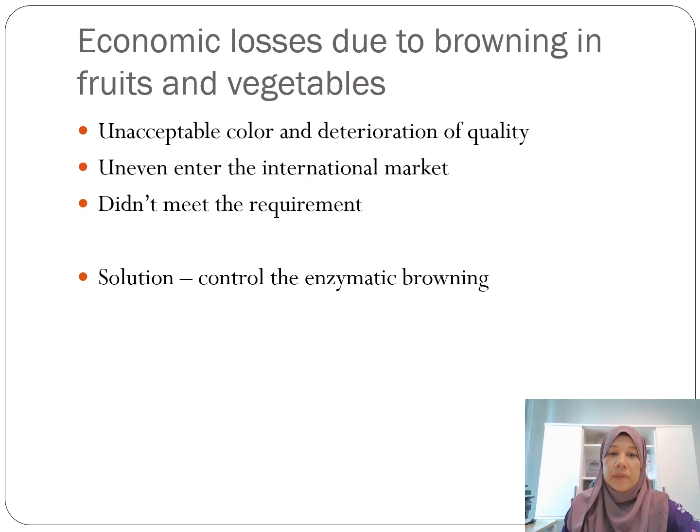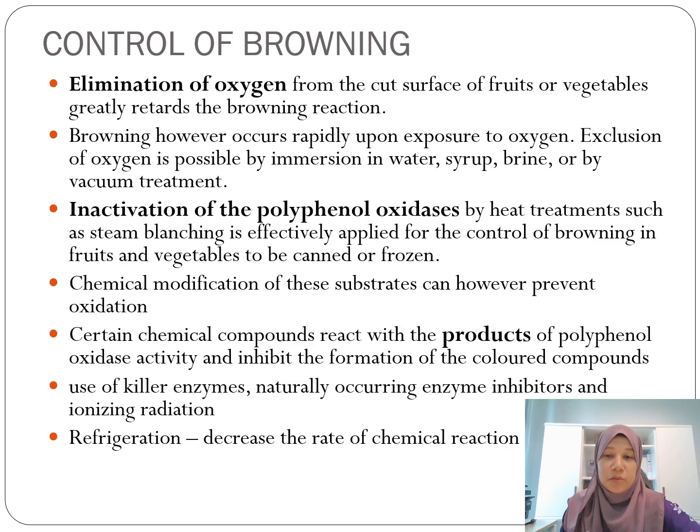Okay, and then it won't meet the requirement of what we call supermarkets or international markets. Okay, and then the solution to control the economic losses, or to reduce the losses, we need to control the process of enzymatic browning. So how do we control the browning process in fruits, vegetables, and also seafood?